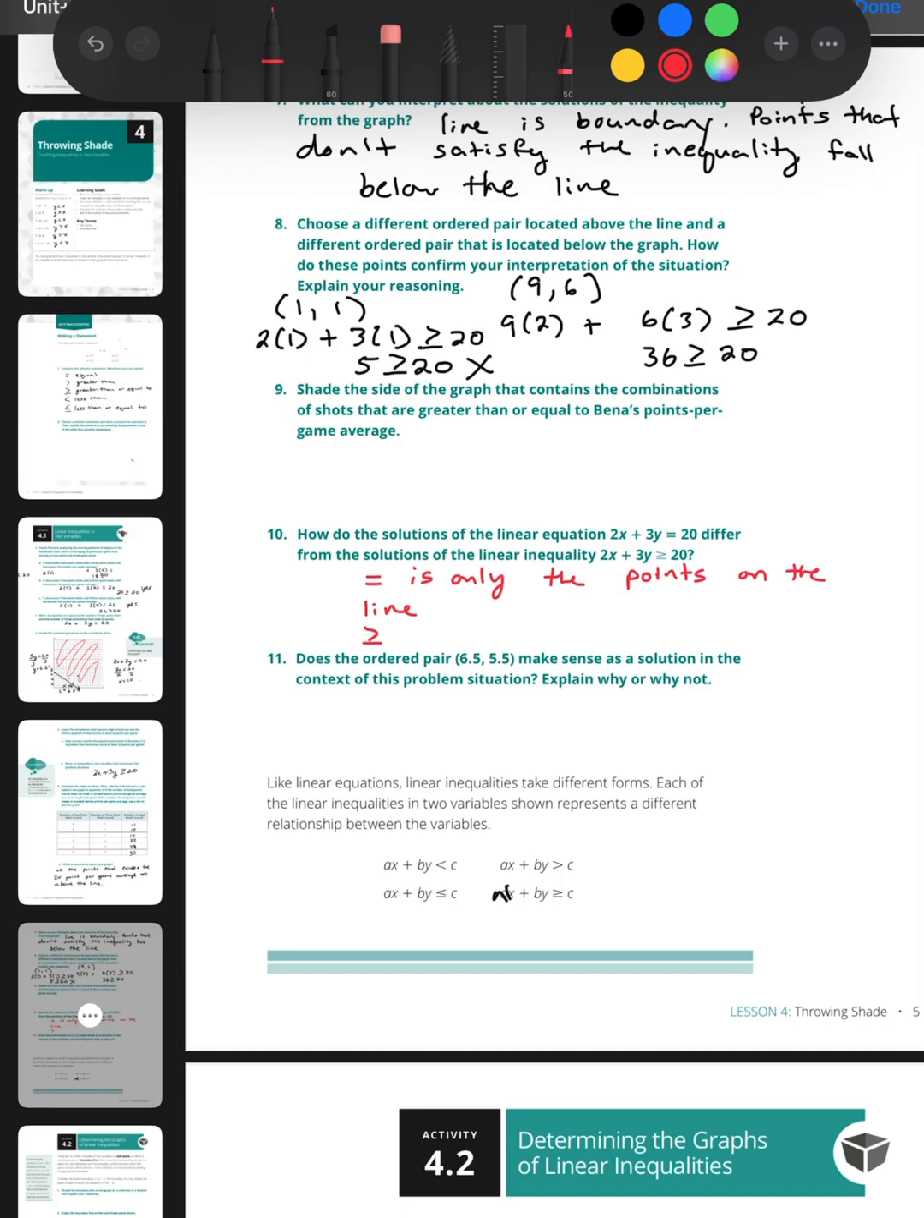Greater than or equal to is points on or above the line.